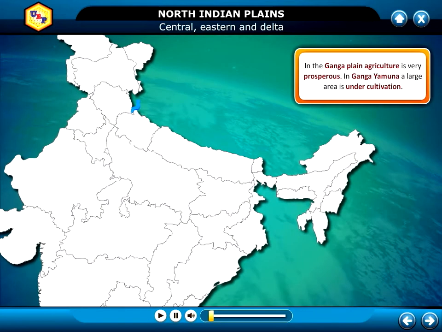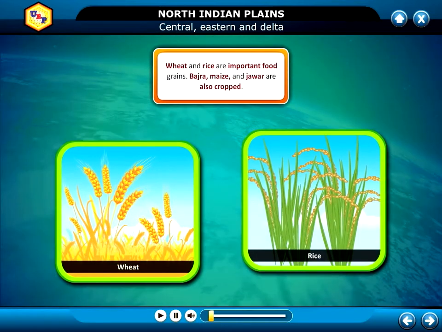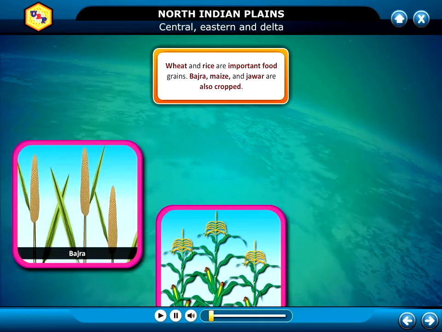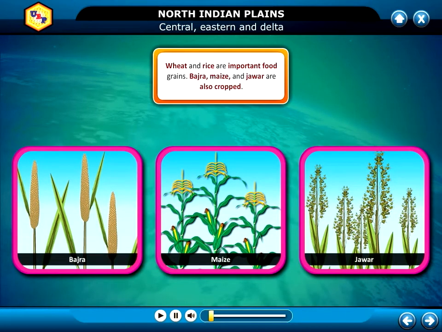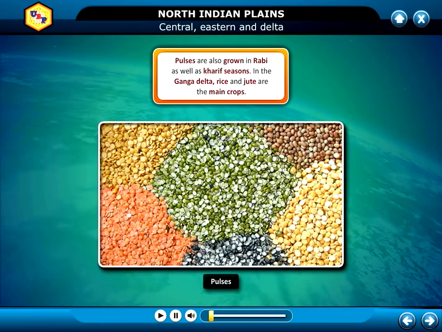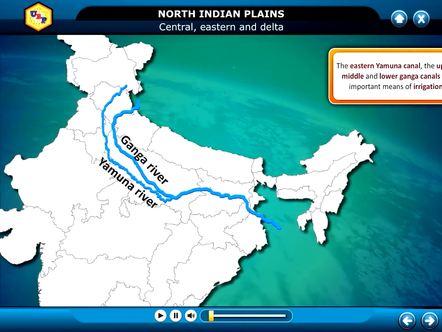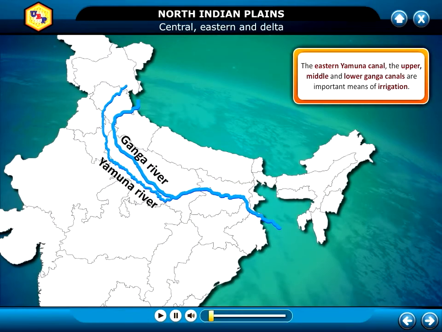In the Ganga plain, agriculture is very prosperous. In Ganga Yamuna, a large area is under cultivation. Wheat and rice are important food grains. Bajra, maize, and jowar are also cropped. Pulses are also grown in Rabi as well as Kharif seasons. In the Ganga Delta, rice and jute are the main crops. The Eastern Yamuna Canal, the upper, middle and lower Ganga canals are important means of irrigation.